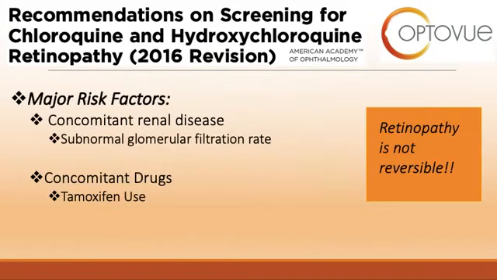Other major risk factors are if the patient has concomitant renal disease. We measure that via a subnormal glomerular filtration rate. Really this means that the patient cannot filter out toxic substances, which allows for the accumulation of the medication in the bloodstream. Also, the use of tamoxifen has been shown to be a problem. So concomitant use of tamoxifen with Plaquenil is a significant risk factor.